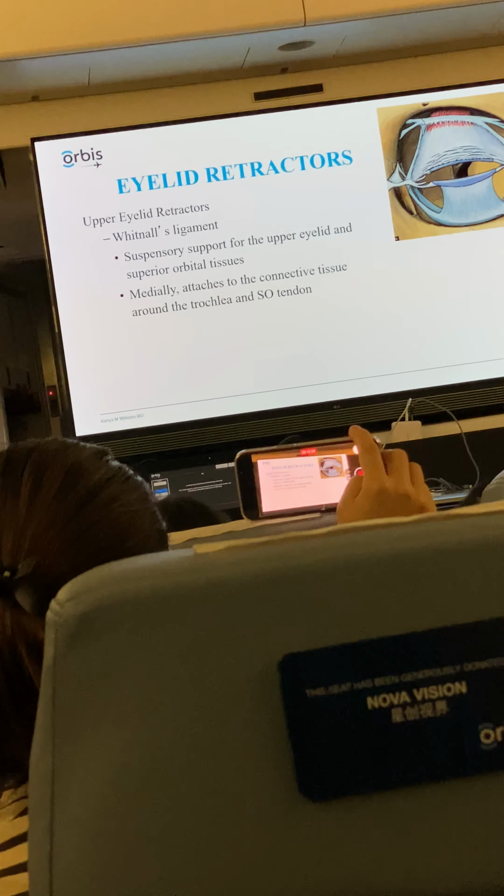The Mueller's muscle is deep to the levator aponeurosis. So again, remembering those layers of the eyelid will help us in eyelid surgery.